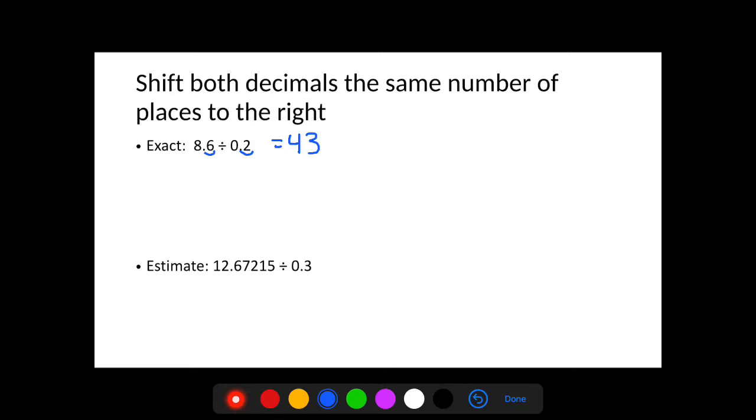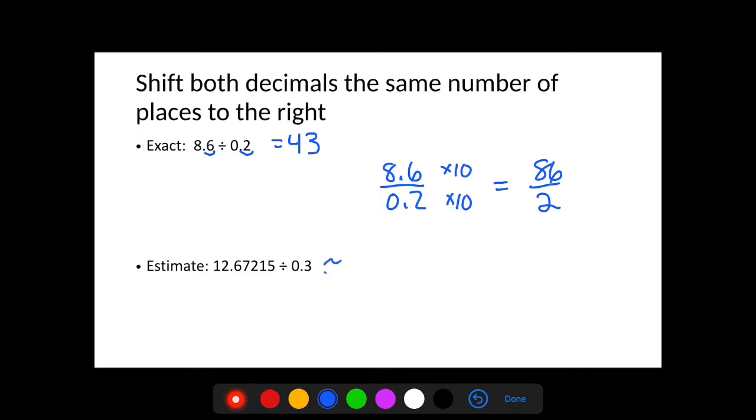Why does this work? Well, I can write 8 6/10 divided by 2/10 in fraction form, and then I can find an equivalent fraction by multiplying the numerator and the denominator both by 10, and this becomes the problem 86 over 2, the equivalent fraction, and I can do that whole number division in my head.